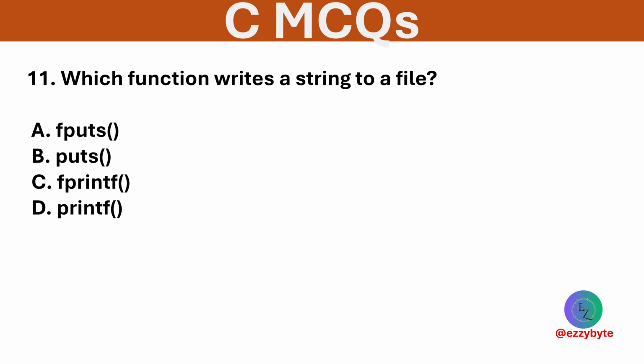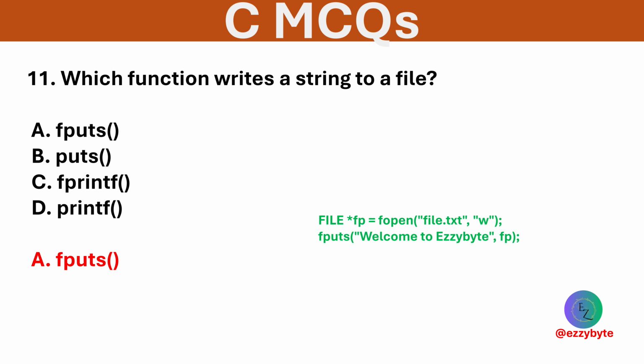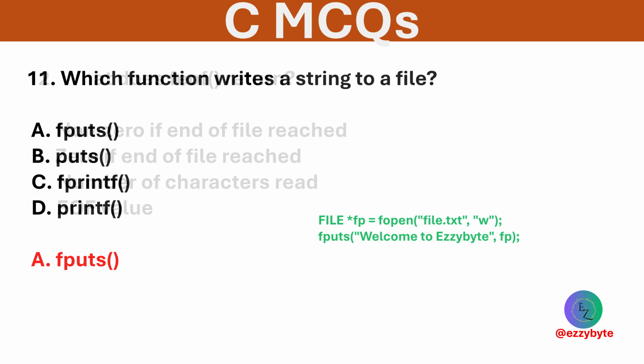Which function writes a string to a file? Options are fputs function, puts function, fprintf function, printf function. Option A is correct. The fputs function writes a string to a file without formatting.